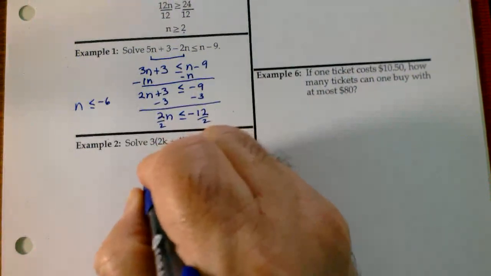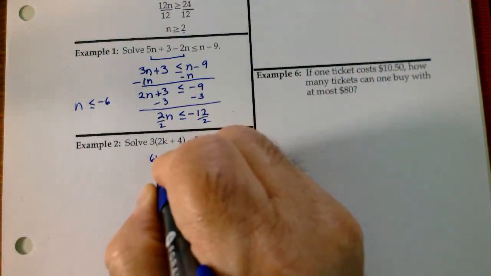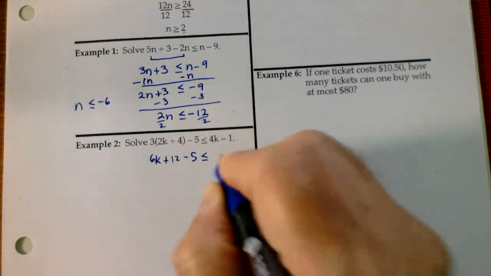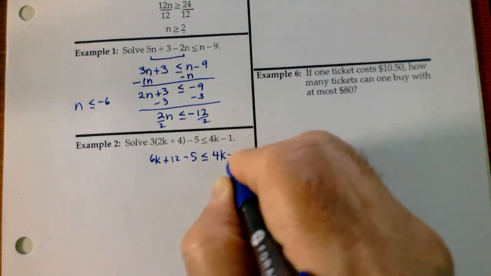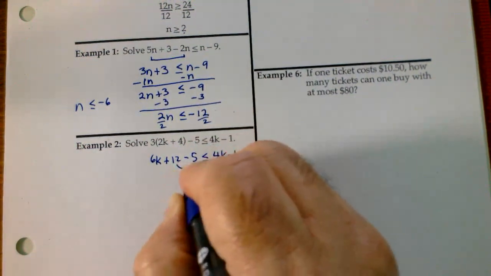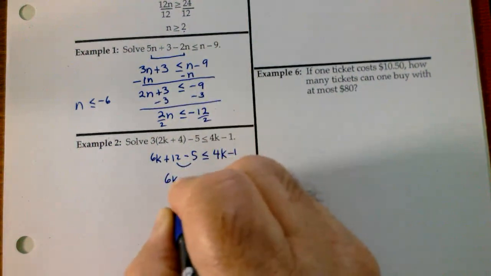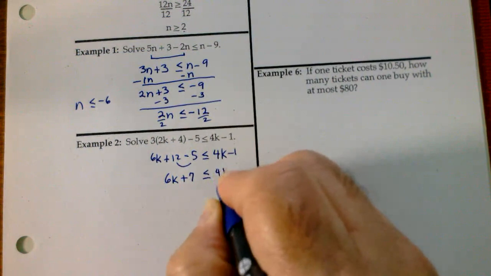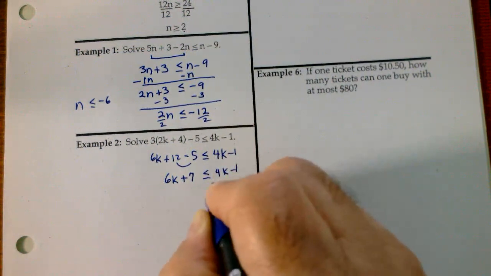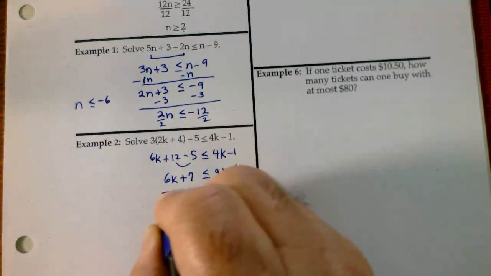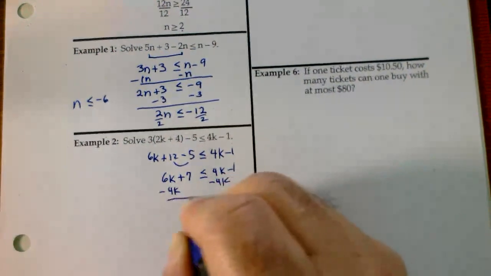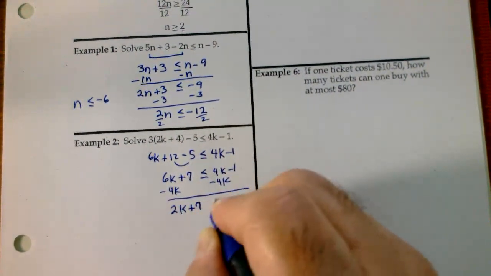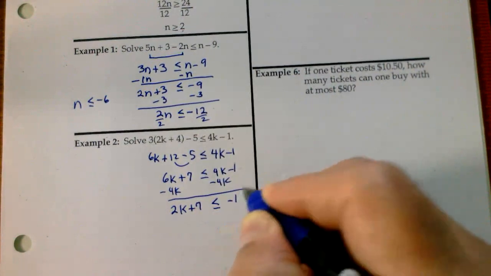We multiply, we get 6k. We multiply, we get plus 12 minus 5 less than or equal to 4k minus 1. Combine like terms, and you're going to get 7 there. And then we subtract 4k, and we subtract 4k. And then we get 2k plus 7 less than or equal to negative 1.